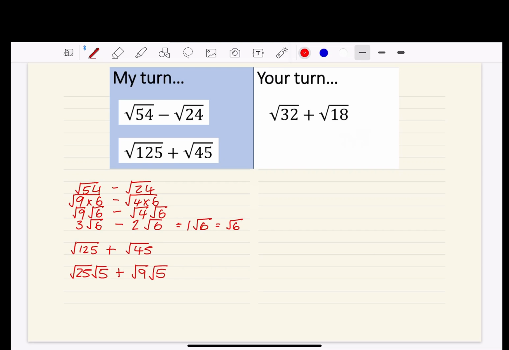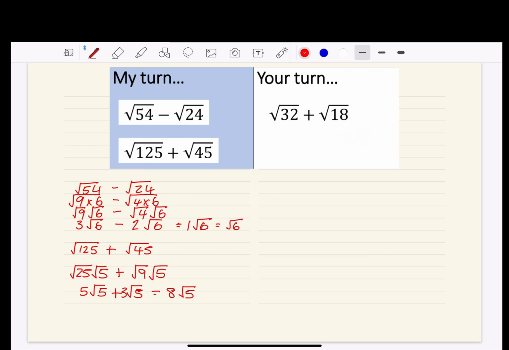The only step I've missed here is where I've written the numbers under the same bracket. We know this can be broken down into separate roots, so I've done that straight away. And now I can work through with those square numbers. The square root of 25 gives me 5, so I now have 5 root 5, and the square root of 9 is 3. So I now have 5 root 5, add 3 root 5, which will give me 8 root 5 as my final answer. Pause the video here and have a go at the your turn questions.